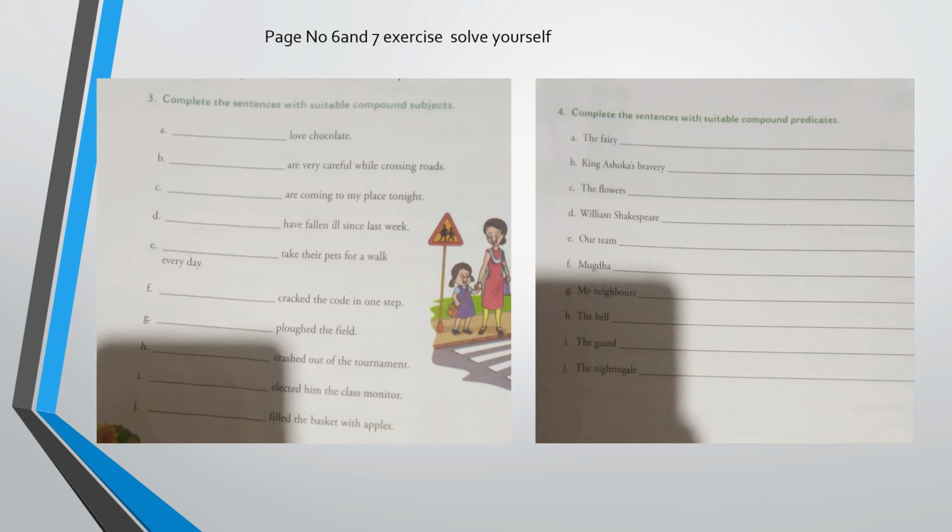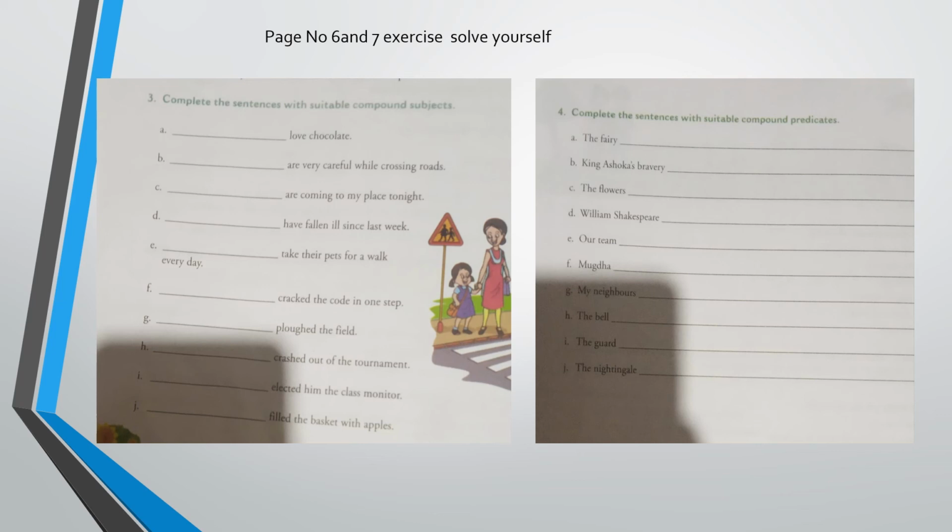Page number 6, exercise number 3: complete the sentence with a suitable compound subject. You have to use a compound subject here, meaning at the beginning of the sentence, only a noun or pronoun comes. Noun or pronoun means subject. So you have to use not one subject, but a combined subject. For example, blank love chocolate. I and my friend love chocolate. Sita and Gita love chocolate. Blank are very careful while crossing roads. They are very careful while crossing roads. You can also use they. Otherwise you can use: I and my friend are very careful while crossing roads. I and my brother are very careful while crossing roads. I and my brother, these are combinations of subjects. Two subjects come like that. You have to use all.